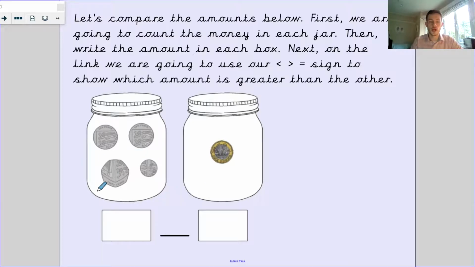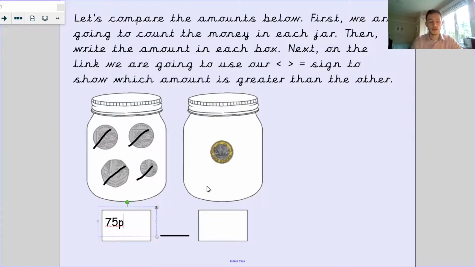So I'm going to look at this jar first, and I'm going to see which one's the biggest coin. I know that this one here is the biggest coin, so I'm going to start with that one. So I'm going to go 50p, and then I'm going to add 10p, so 50, 60, 70, 75. And each time I've counted them, I'm just going to cross them out just so I know I've counted them, okay? So 50, 60, 70, 75. So this is 75 pence.